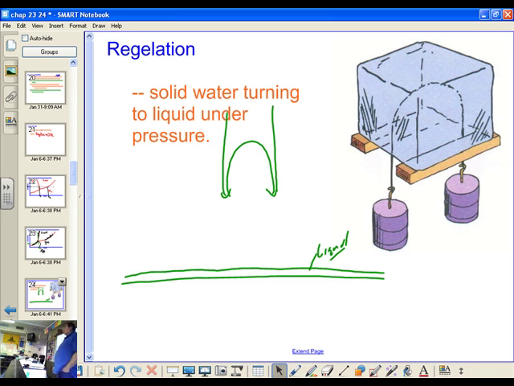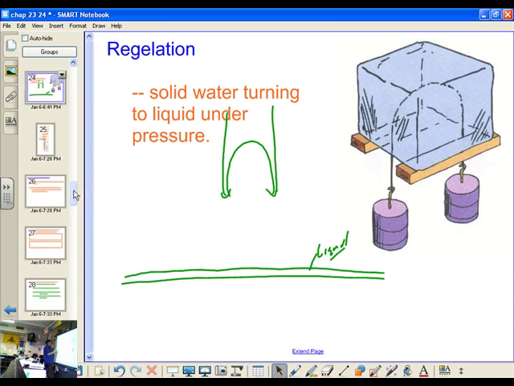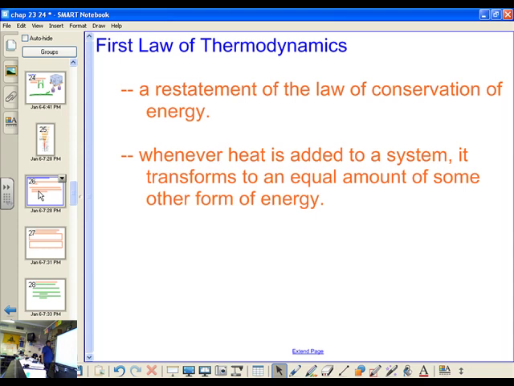All right, questions? That ends chapter 23. So we get to chapter 24 here. It doesn't take long. Which leads us to the first law. The yes, you can break even law.